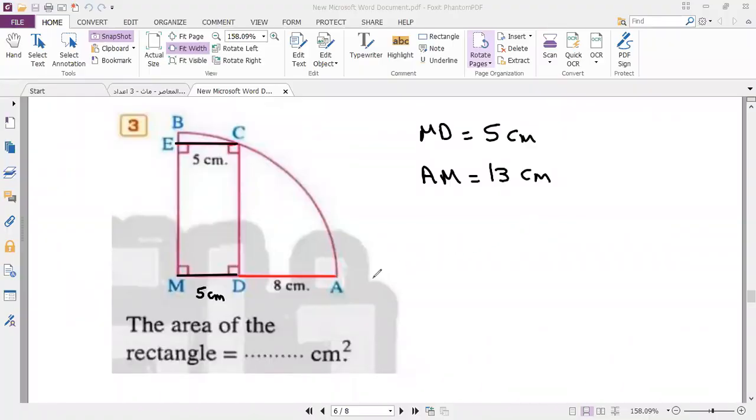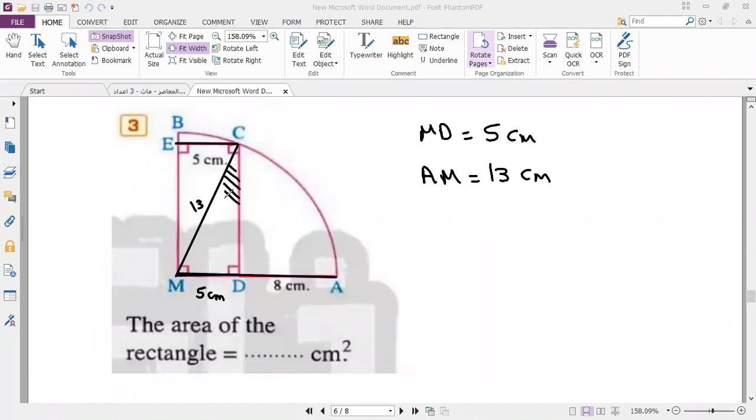How can we get the length of MC, if you focus on it? MC equals the same length as AM. Why is that? I constructed a construction. Pay attention. What is the construction I have constructed? I have drawn MC. And because MC is the same length as MA, because they are two radii in the circle, they are equal. So the length of MC equals 13 centimeters.